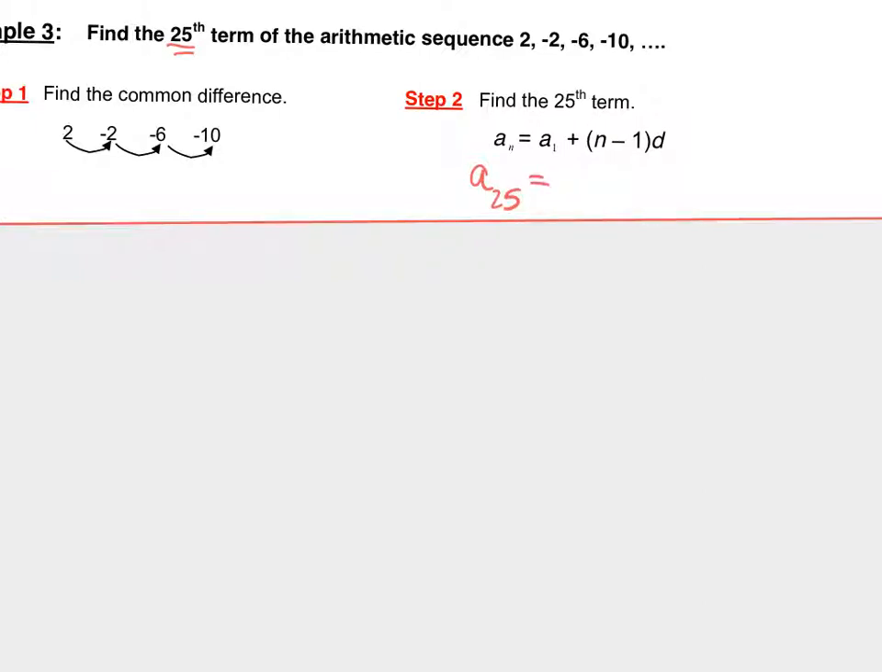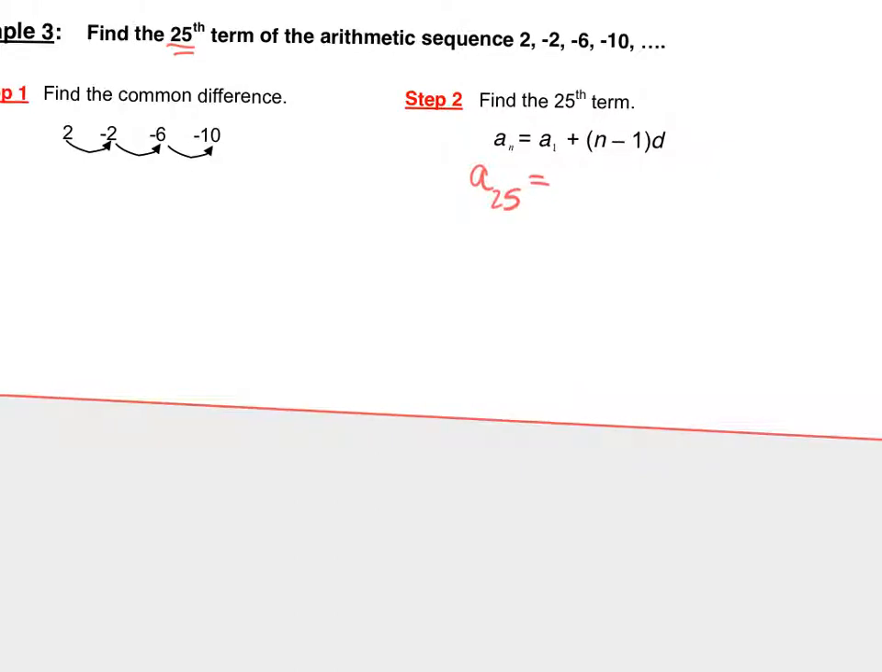We know that in order to get this, I have to take the first term, because that's what A1 is. A1 represents the first term. What's the first term? 2. Yes? So A1 is the first term, 2, plus n minus 1. N is the number of terms that you want. So in this case, it's 25. 25 minus 1 multiplied by the common difference. What's the common difference? You are subtracting 4. So D is negative 4. So times negative 4. You literally plug it into the formula, and then you just do your work.